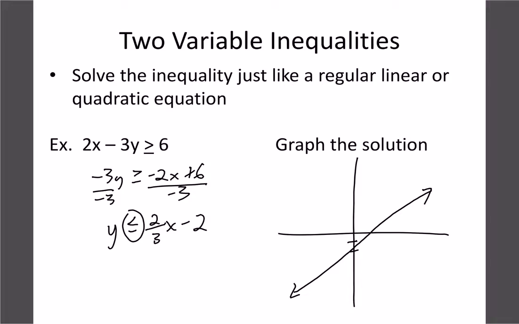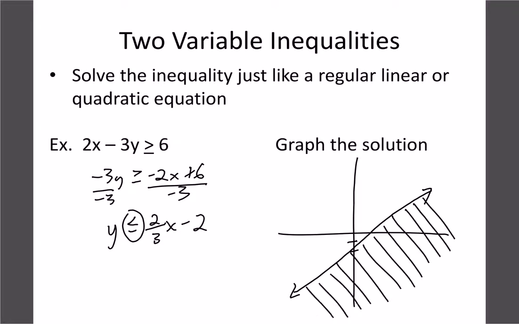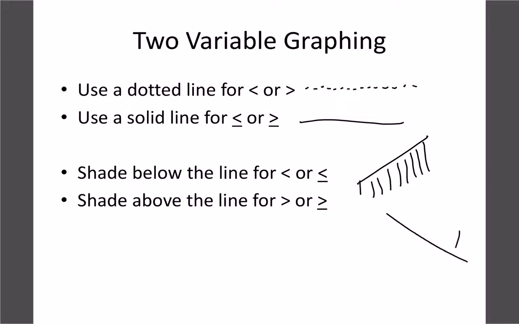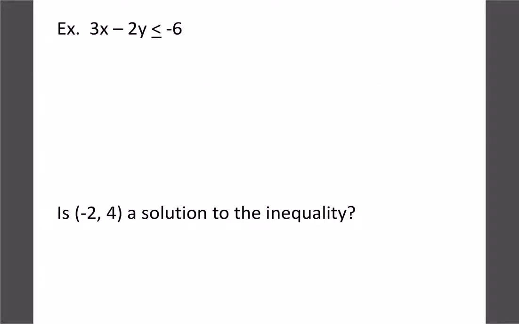In terms of a graph, everything less than the line would be the entire area below that line. So we actually just shade in the whole bottom portion of the graph. And that's it. So for less than or greater than, instead of being a solid line, we draw it as a dotted line. And then greater than or equal to or less than or equal to is a solid line. If it's less than or equal to, we shade below. And if it's greater than or equal to, we shade above. And that's really the only thing that's different from a normal graph.